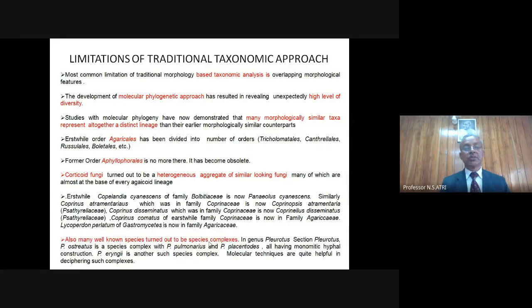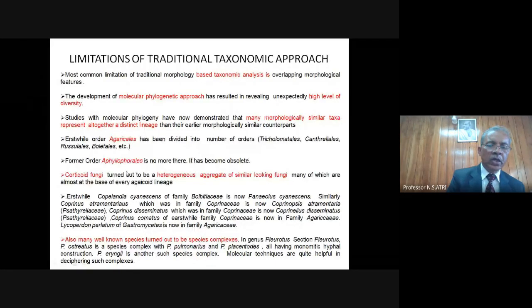Limitations of the traditional taxonomic approach. The most common limitation of traditional morphology based taxonomic analysis is overlapping morphological features. And this has basically resulted in some erroneous conclusions. We find a number of taxa have become obsolete. One such example I give you, Aphyllophorales. It was a huge order at our times, and now it has become obsolete. All members have gone into Agaricomycetes.